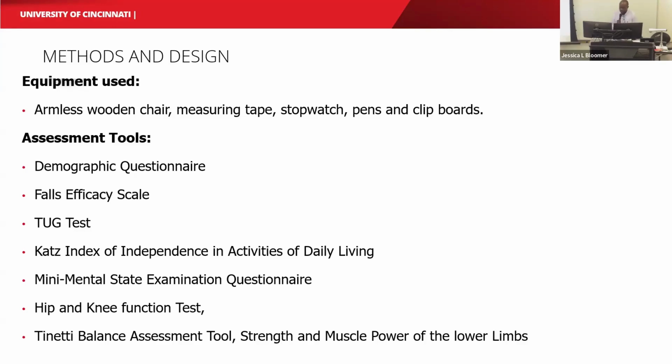And then we did the Katz Index of Independence in Activities of Daily Living. We captured different items, such as how independent the participants were in taking a shower, cooking if they did, and all that. And then we administered the Mini-Mental State Examination questionnaire, which is intended to understand the cognitive ability of the participant. We did the hip and knee function test and the Tinetti balance assessment tool, which looked at balance and gait, as well as the strength and mass of the limbs, because these are the intrinsic risk factors which can result in the patient falling.